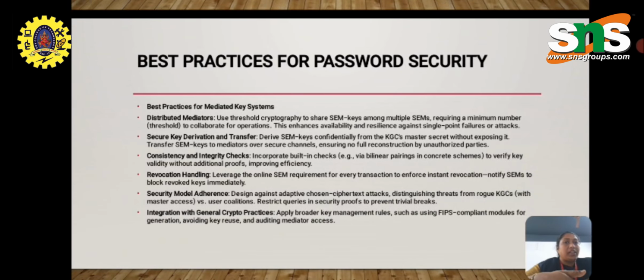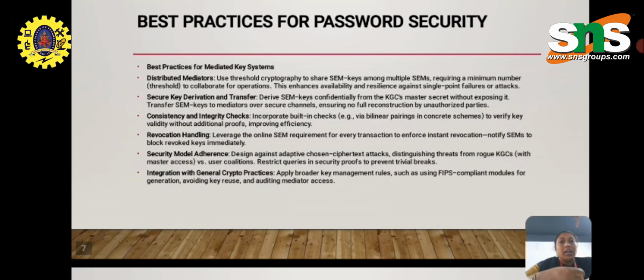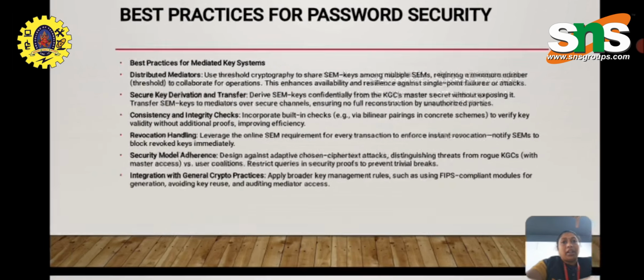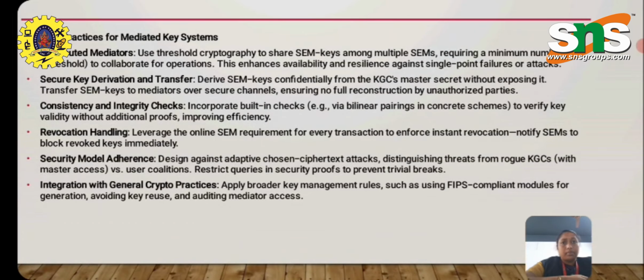The best practices for password security include distributed mediators, secure key derivation and transfer, consistency and integrity checks, and revocation handling, in conjunction with the general security model. With distributed mediators, the user uses threshold cryptography to share SEM keys among multiple SEMs, requiring a minimum number to collaborate for operations. This enhances availability and resilience against a single point of failure or attacks.